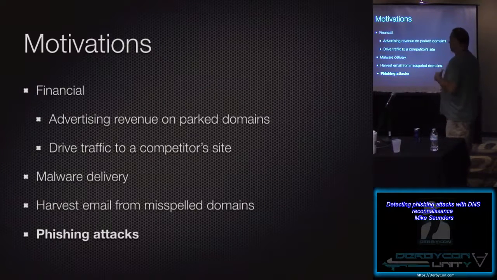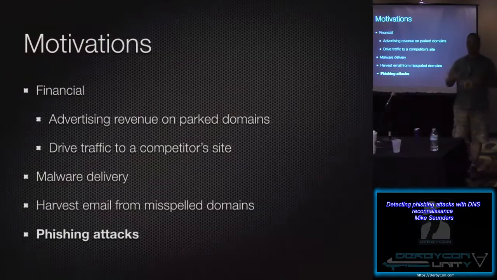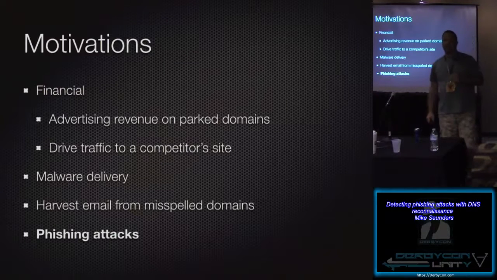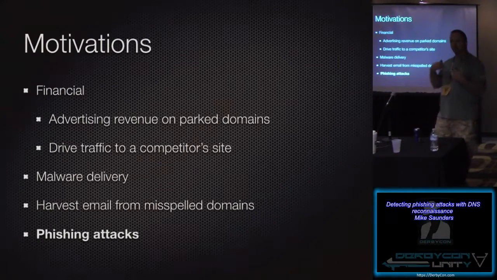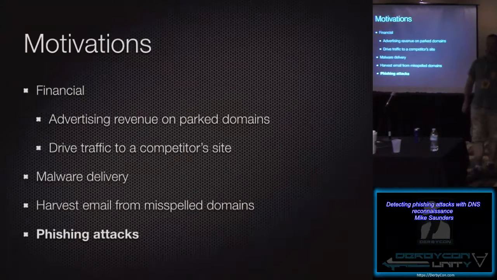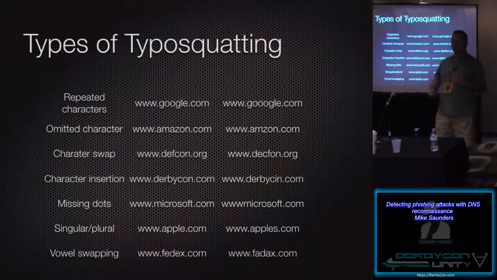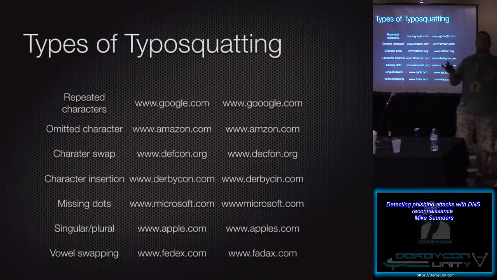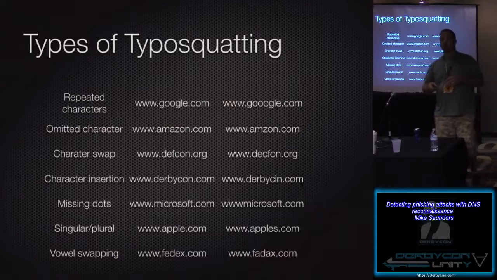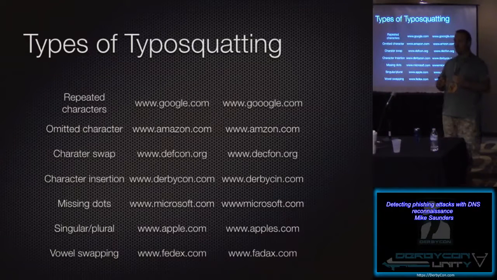Obviously, there are a lot of motivations behind typosquatting. Back in the day, it was about advertising, financial kinds of things, redirecting through ad networks, delivering malware. But then it really started getting used for phishing attacks because it's highly effective. I have some examples of kinds of typosquatting on the screen here. Things like repeated characters, google.com with 3 O's, or omitted characters, amazon.com missing an A.